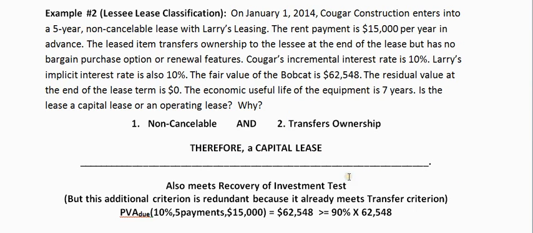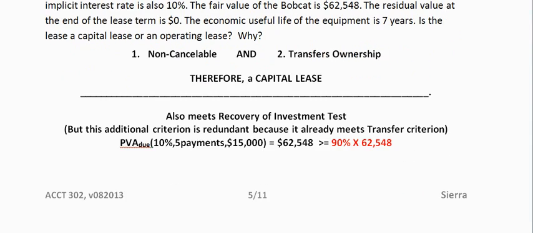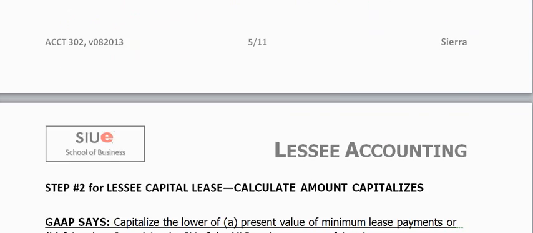We could, but we don't have to, also demonstrate that it meets the recovery of investment test. If you took the present value of an annuity due, that's what PVA sub due means, the subscript due, at a 10% interest rate, which is the only interest rate we have, with 5 payments of $15,000, we get $62,548, which obviously is greater than 90% of the fair value of $62,548. So we're moving on. We classified this. This is a capital lease.